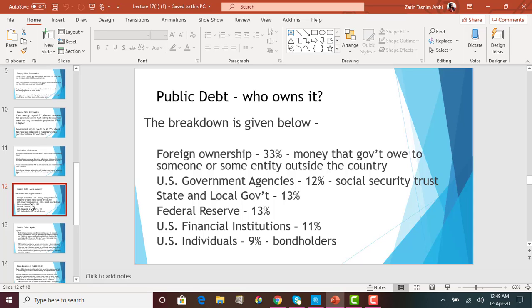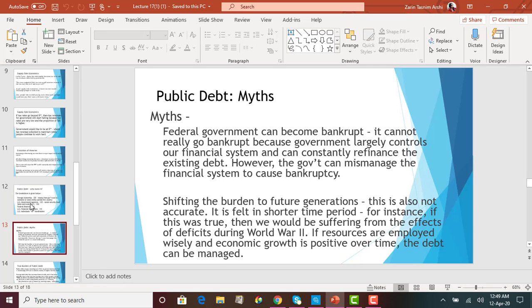Then 12% is by government agencies, such as Social Security Trust. 13% is state and local governments, such as city and county governments. 13% is by the Federal Reserve. They are the ones who regulate the supply of money and create money, so they control 13%. 11% is by US financial institutions, which are the banks and credit unions, and US individuals, us as bondholders, own 9% of that debt. So it gives you a rough idea of who owns the debt of the government.